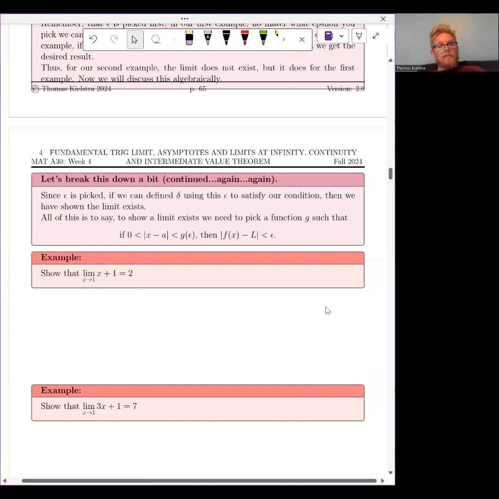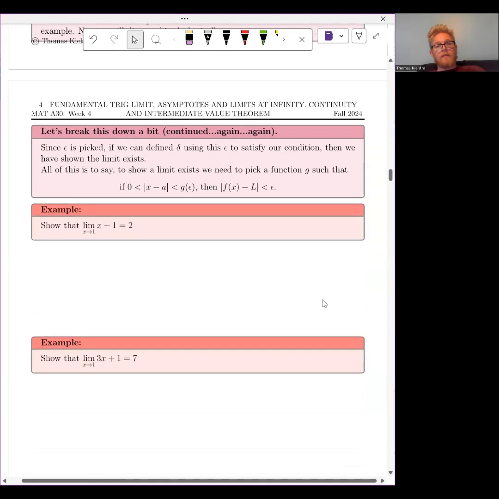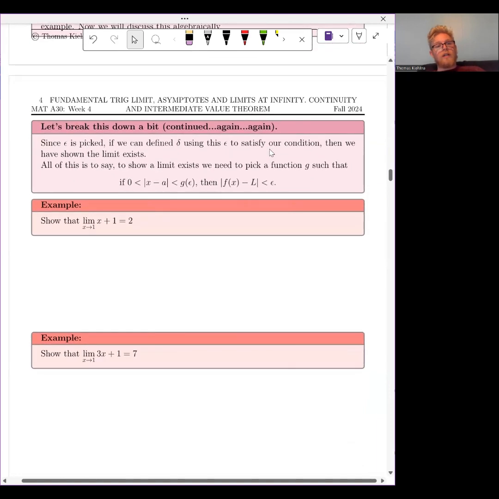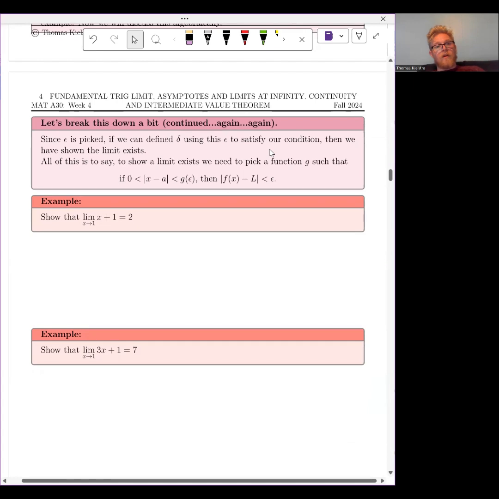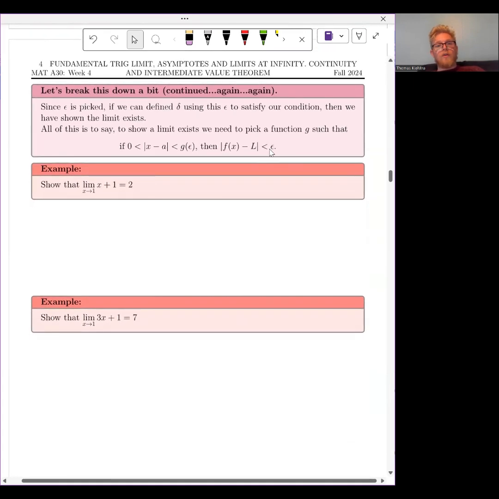Since epsilon is picked, if we can define delta using epsilon to satisfy our condition, then we have shown that the limit exists. All this is to say, to show the limit exists, we need to pick a function g such that if 0 is less than the absolute value of x minus a, which is less than g of epsilon, then |f(x) - L| is less than epsilon. So our focus is going to be figuring out what this g of epsilon is to make this condition satisfied.